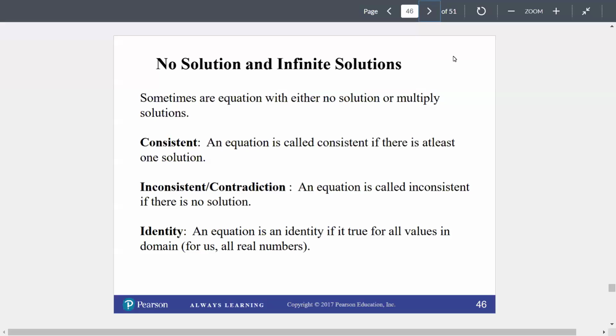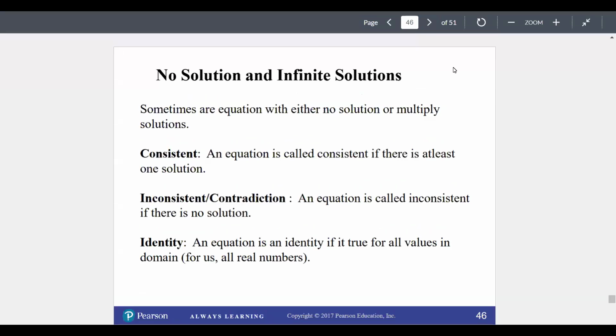We saw one of our cases on the worksheet, number C in the last question, where we didn't have just one solution. Sometimes we get no solution or infinite solutions in solving an equation. Sometimes an equation has either no solution or multiple solutions.